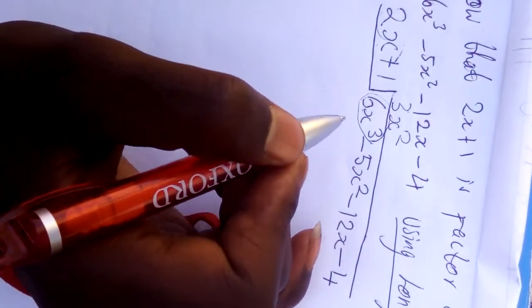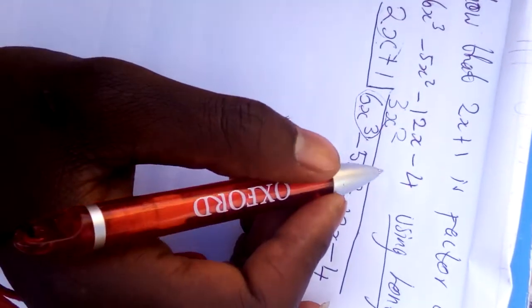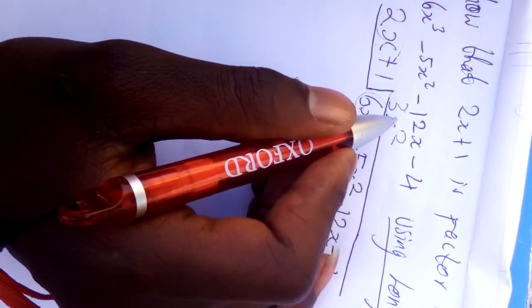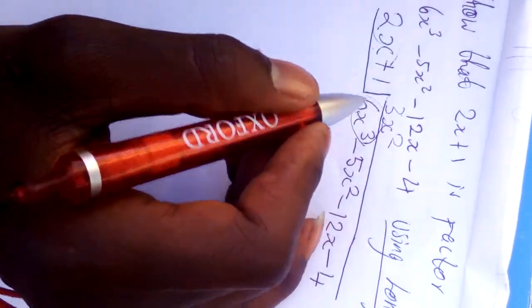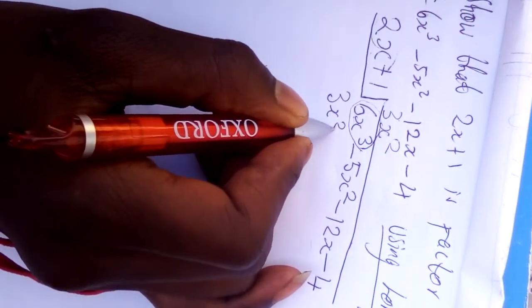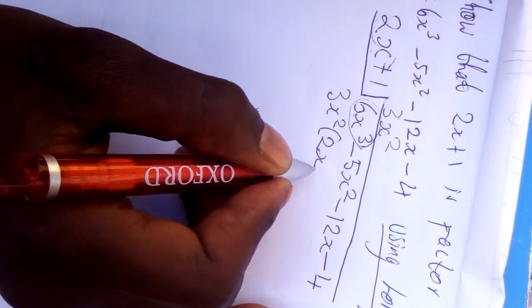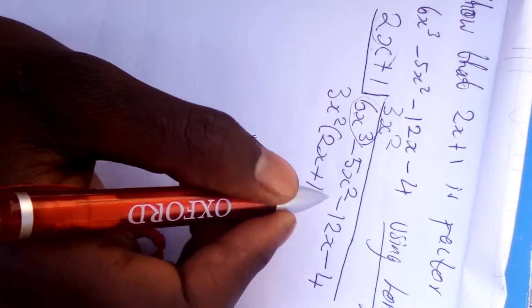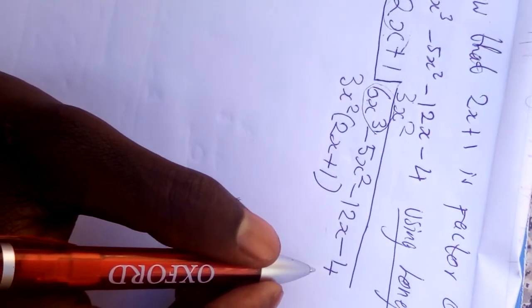Then again, after dividing these two terms, we are going to multiply that answer by the very same number we divided by. In fact, we are going to say 3x squared into 2x plus 1. Now multiply that number. Plus 1. Okay, let's continue.